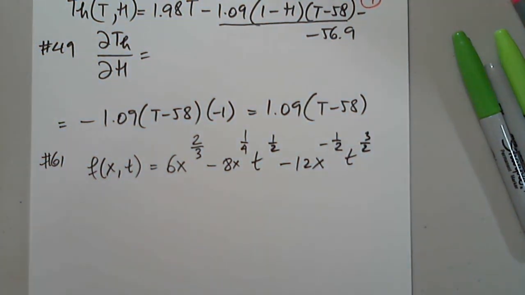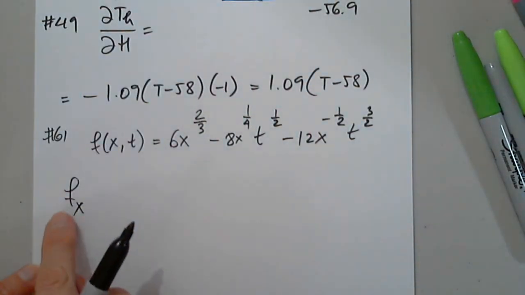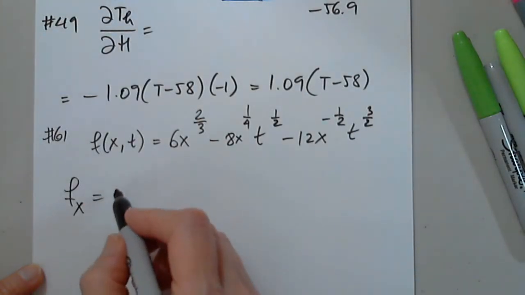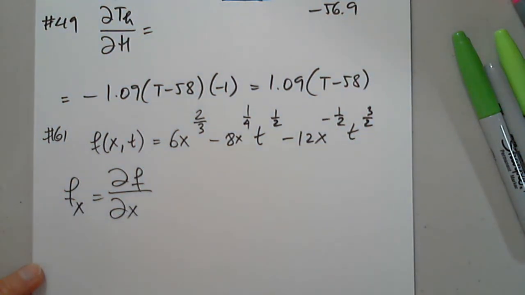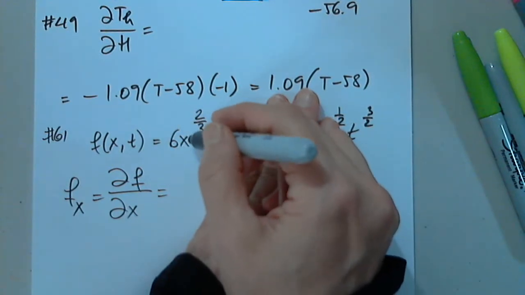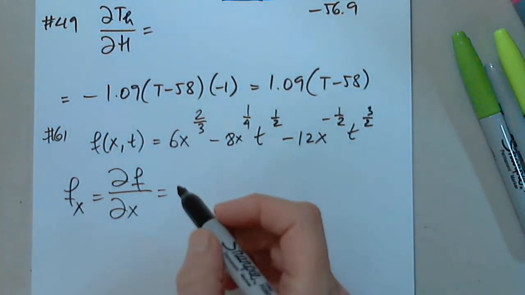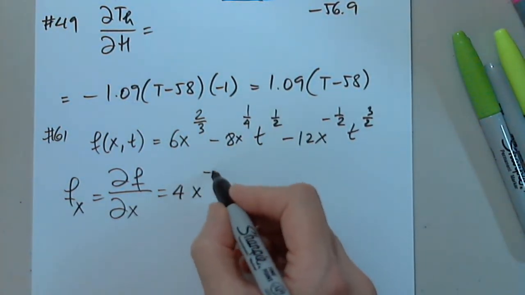Okay, let me check that I copied it correctly. 6 times x to 2/3 minus 8 x to 1/4 t to 1/2 minus 12 x to negative 1/2 t to 3/2. I got it. And we want to find fx. So in order to find fx, which means the partial derivative of f with respect to x, t is kept constant. So here I differentiate with respect to x. 6 times 2/3 will be 12 divided by 3, which is 4. X to 2/3 minus 1, which is negative 1/3.